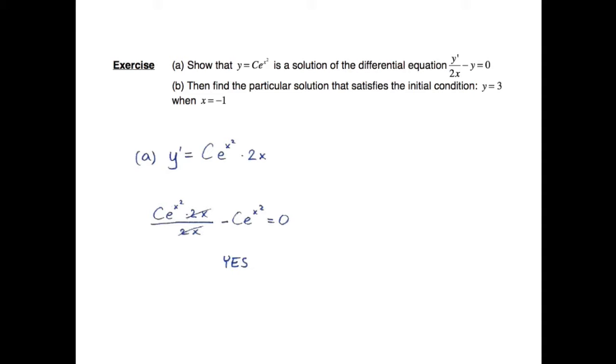Now question B, find the particular solution that satisfies the initial condition y equals 3 when x equals negative 1. That's easy. We have the function already. We just plug in y equals 3 and x equals negative 1, and this allows me to solve for c.